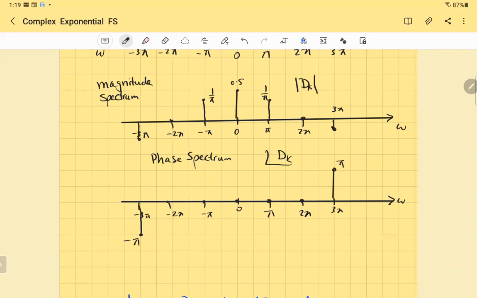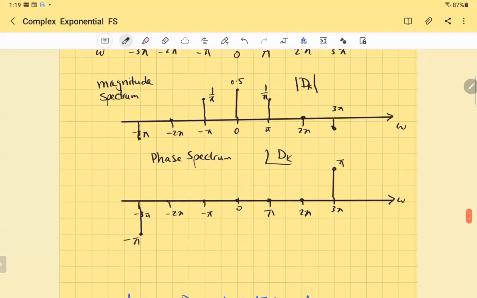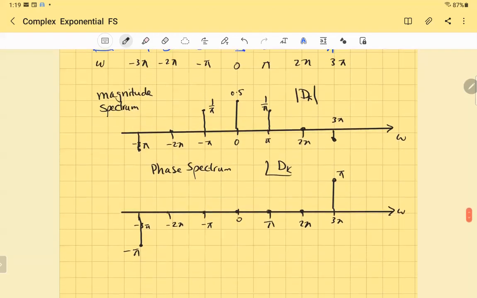The phase spectrum and magnitude spectrum together, we call them line spectra. And that's the beauty of the exponential complex Fourier series. You do it just one time like that. You don't have to compute A_k, B_k, no, it's direct. And that's what you need in the end.